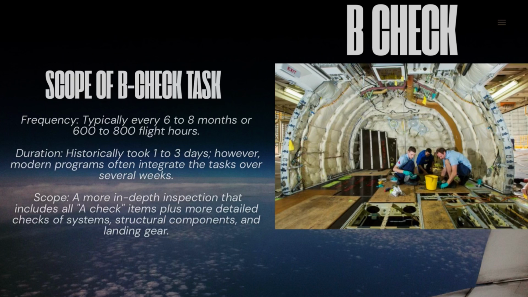A B check is an aircraft maintenance inspection that occurs approximately every 6 to 8 months and is more thorough than an A check. It involves detailed system functionality checks, landing gear inspections, and lubrication of key components. Many modern airlines no longer perform separate B checks, instead incorporating their tasks into a series of A checks to reduce aircraft downtime.